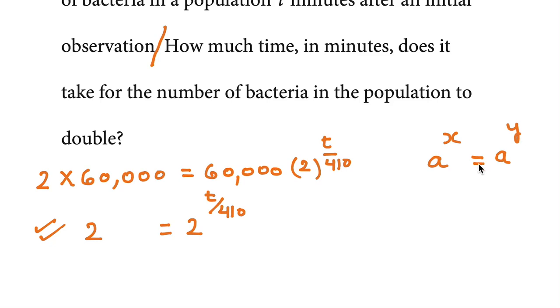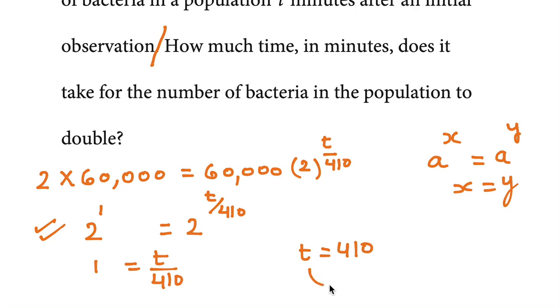Now, if we think about exponents, if a raised to power x is equal to a raised to power y, with an equal sign in between, and the bases are the same, then x is equal to y. So I can apply it here directly. 1 is equal to t over 410. So t is equal to 410. So in how much time in minutes? That means it is 410 minutes.